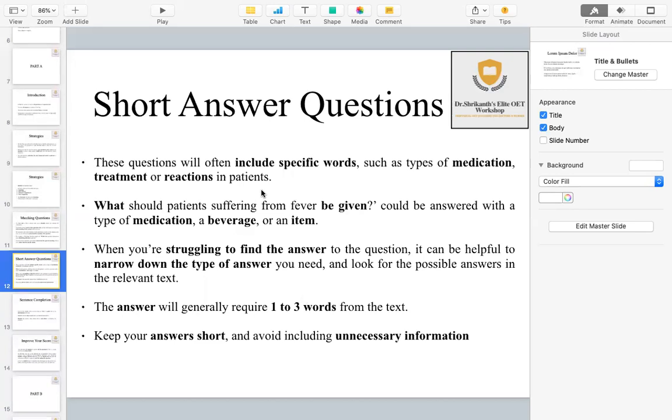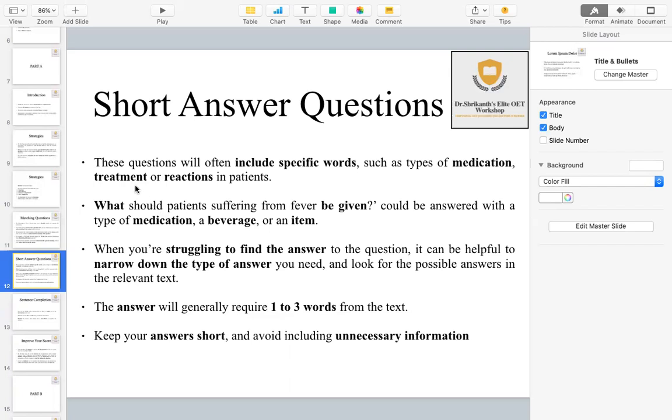In short answer type questions, instead of a general meaning or overall section of the paragraphs, you can expect specific words, and those specific words will directly correspond to either medication, treatment, or reactions in people, in patients. So I expect that. And what should patients suffering from, for example, this is one question type: what should patients suffering from fever be given? So as you can see over here, something should be given to patients who are suffering from fever.